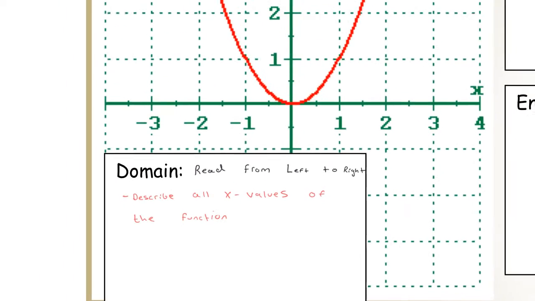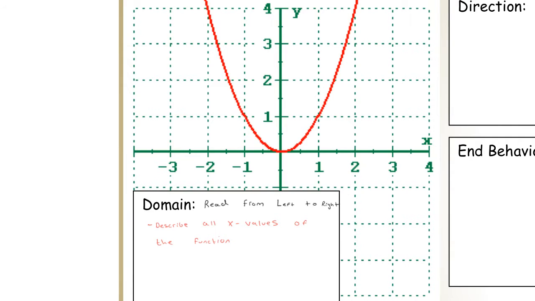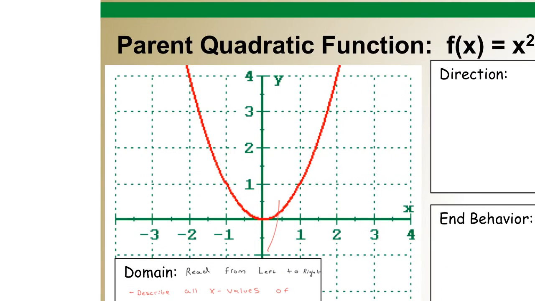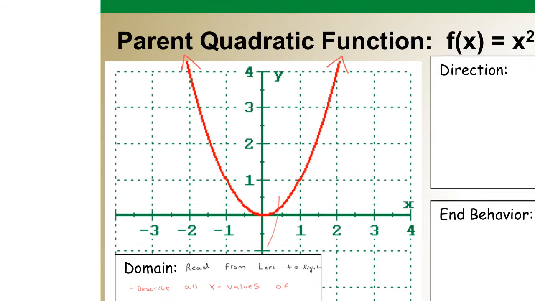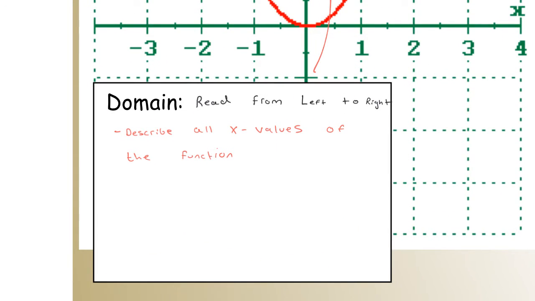So if we zoom out a little bit so we can see this function, notice that this thing actually never stops going to the left. So right here, we can put some arrows on the ends of this thing, and it never stops going to the left, and it never stops going to the right. So one way that I could write the domain of this function would be to say that the domain is all real numbers.